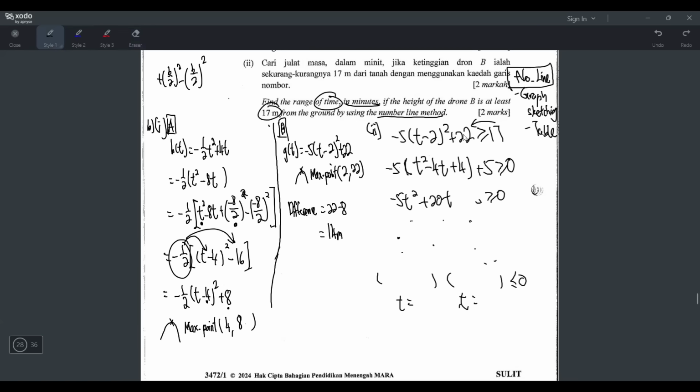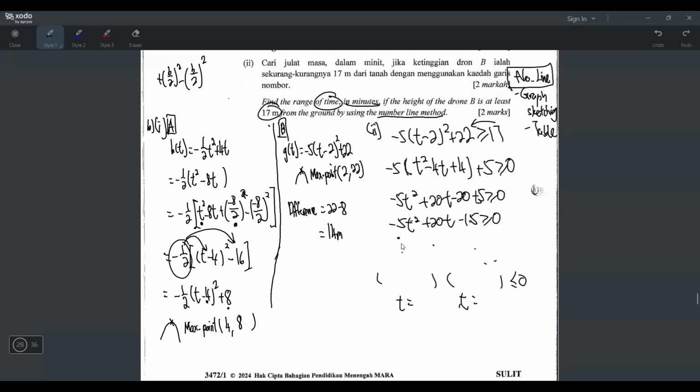Okay, so 22 plus 5. So this one is -5 times 4, which is -20 plus 5 like this. So you end up with -5t squared plus 20t. -20 plus 5 is -15. Bigger equals 0. This one is correct. Okay, so I stopped here just now.